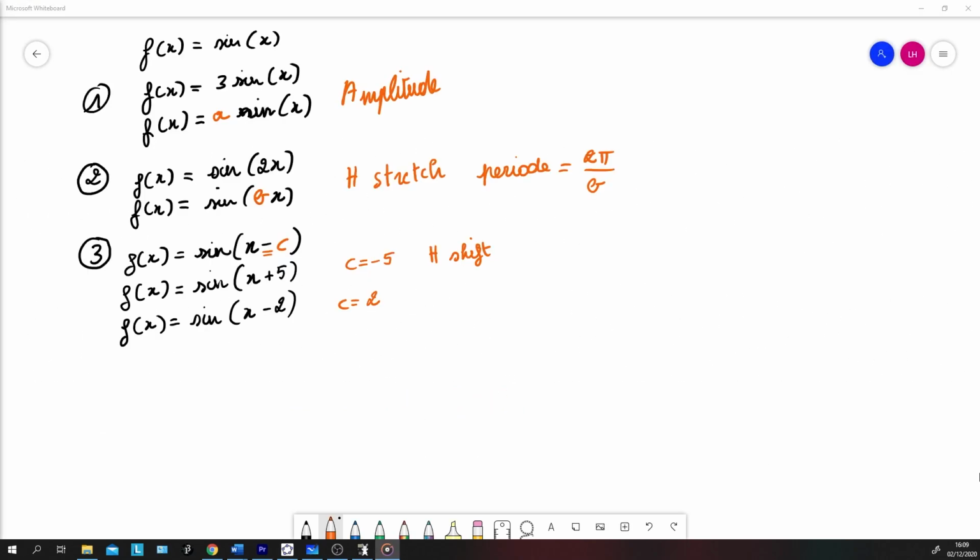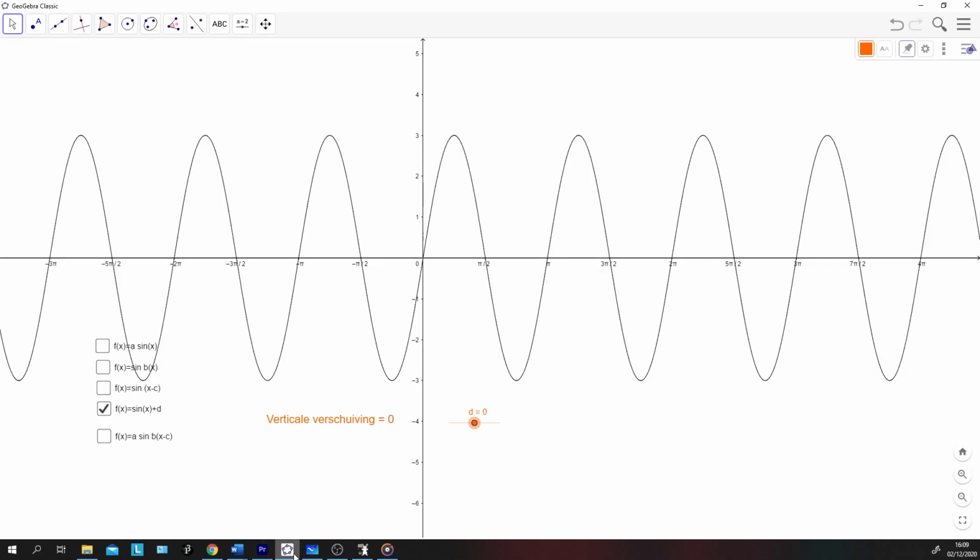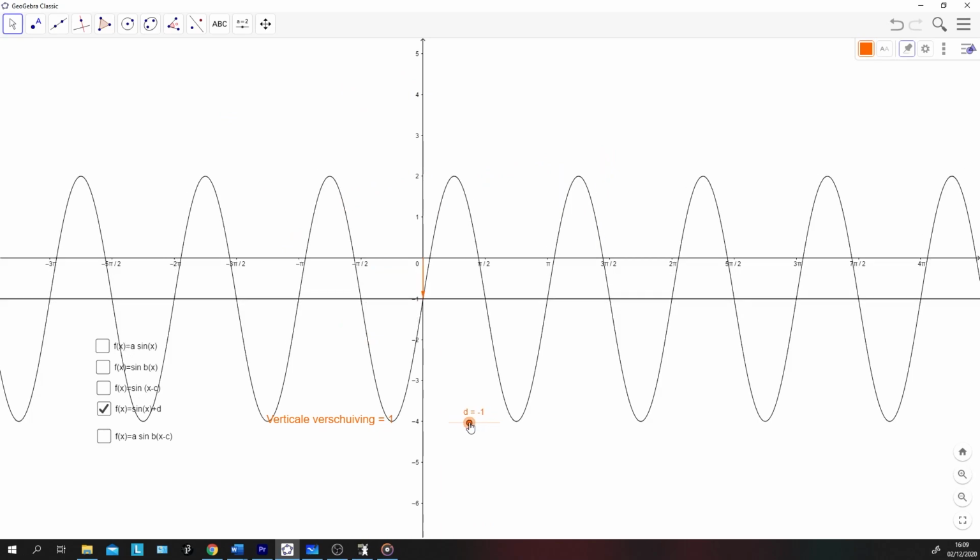The last parameter is vertical shift. The function f(x) = sin x still passes through the origin. If we subtract 2 from sin x, we get the function f(x) = sin x - 2. We see that the graph shifted downwards by 2 units.